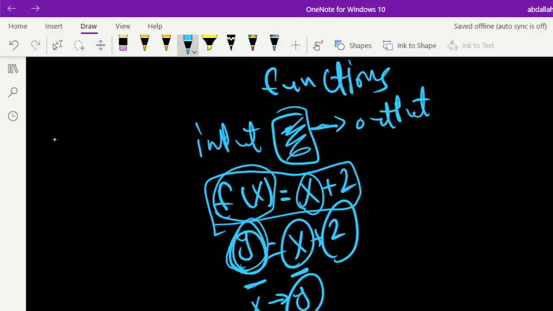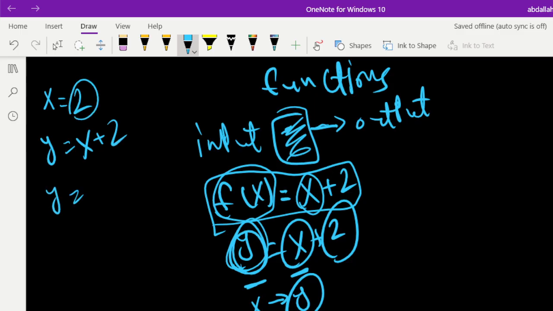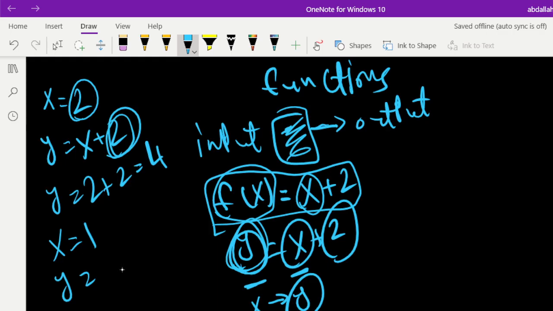So let me show you an example. When you put x equals 2, then y equals x plus 2, we're going to replace x with 2. 2 plus 2 equals 4. So 2 here is constant. We can't change it. Okay? When we put x equals 1, then y equals x plus 2, replace x with 1, 1 plus 2 equals 3. So we have two pairs here. When we put x equals 2, we get y equals 4. When we put x equals 1, we get y equals 3.